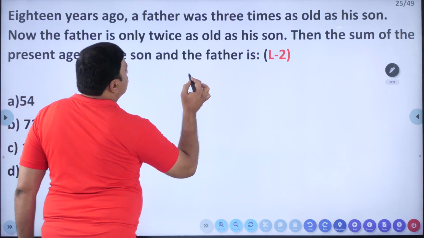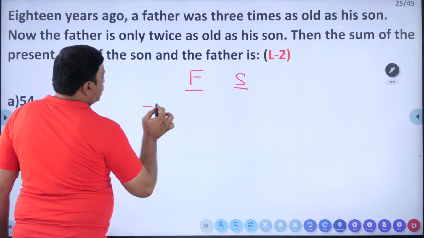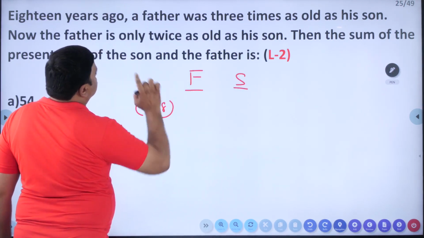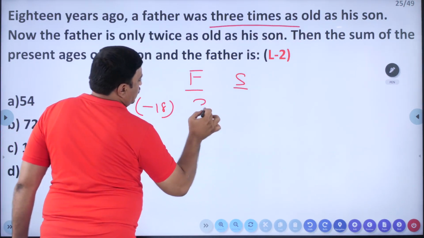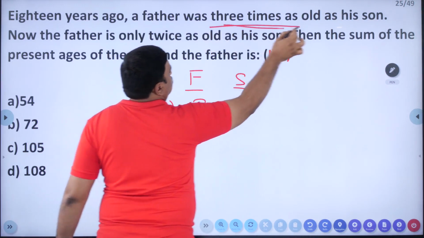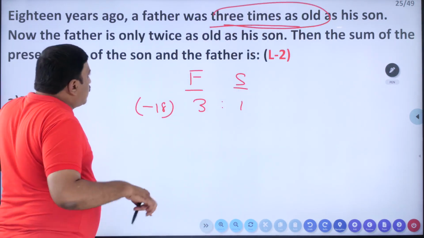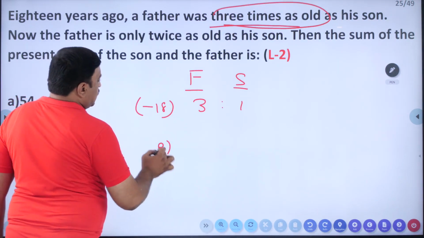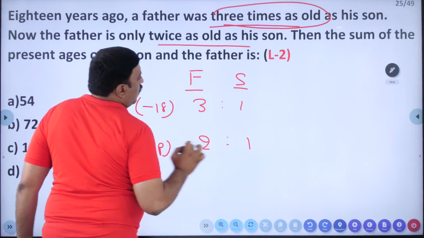18 years back, it is father and son. Father is 3 times as old as his son, so 3 is to 1. Observe this one: as old as. Now the father, at present, how much? He is twice as old as his son. 2 is to 1.